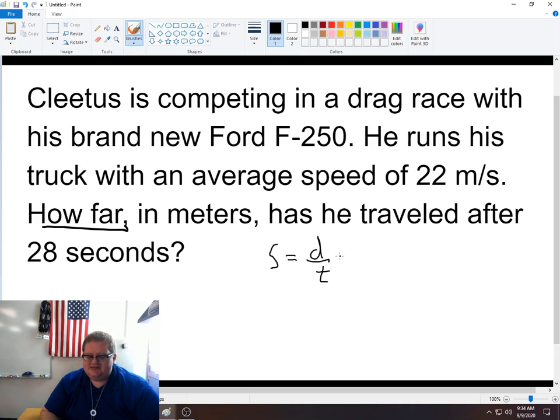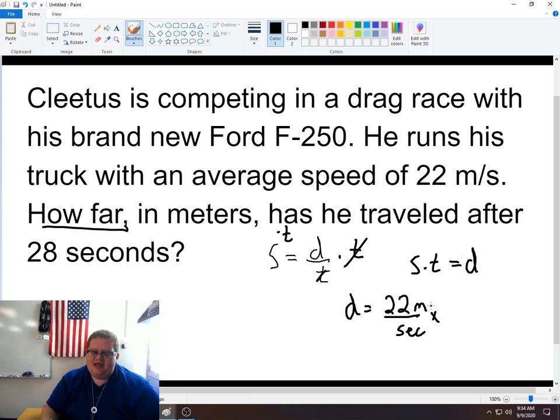So to get distance by itself, I just need to multiply both sides by t because it'll cancel on this side. And I get speed times time equals distance. Great. So my distance is going to be, in this case, 22 meters per second. And watch what happens again with the units. 22 meters per second times my time is 28 seconds. Look what happens.